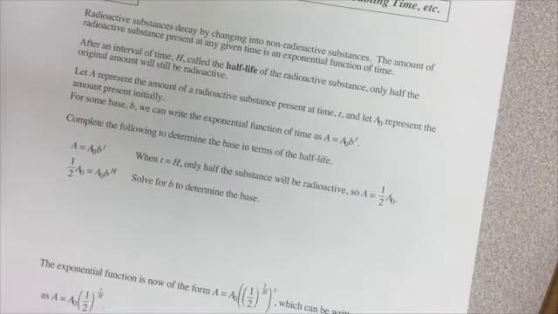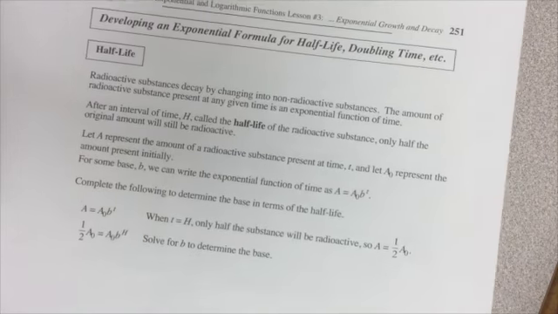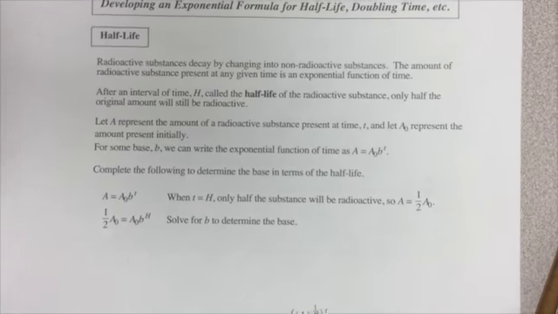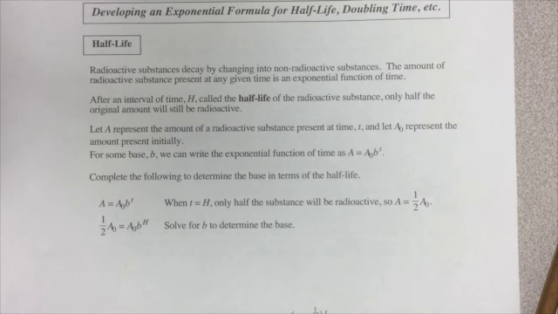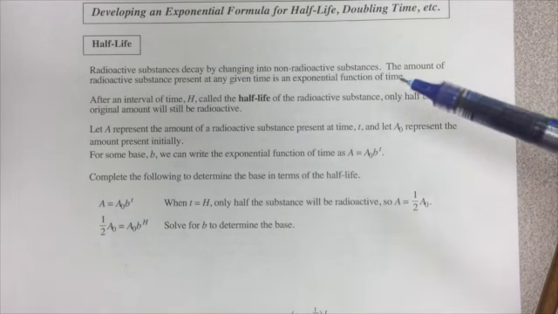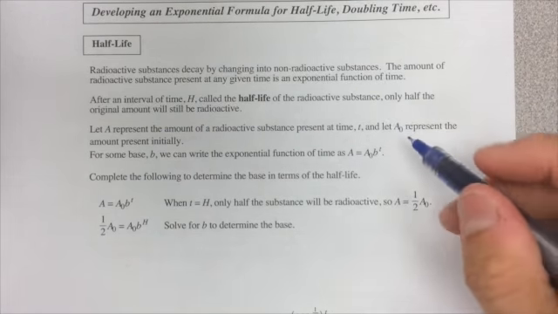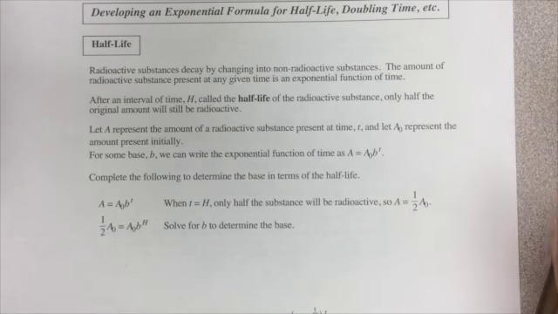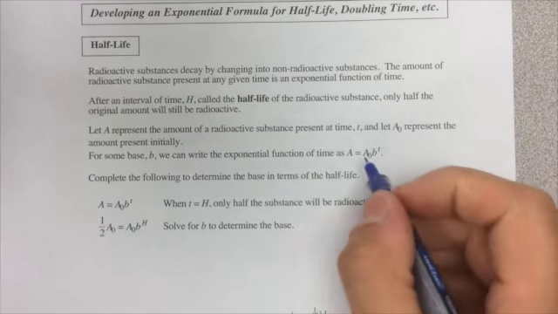All right, let's look at the last page here. We're going to look at half-lives. Now, this might be something you recall from chemistry or science 10. Radioactive substances decay by changing into non-radioactive substances. The amount of radioactive substance present at any time is an exponential function of time. And after a certain interval called the half-life of the radioactive substance, only half of the original amount is still radioactive. Now we put it into this form.